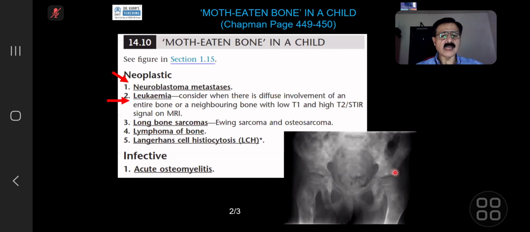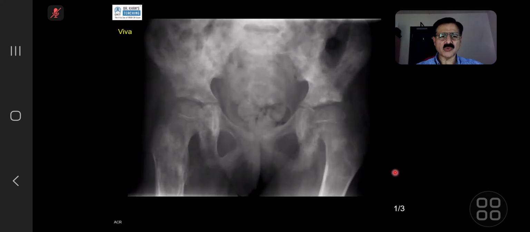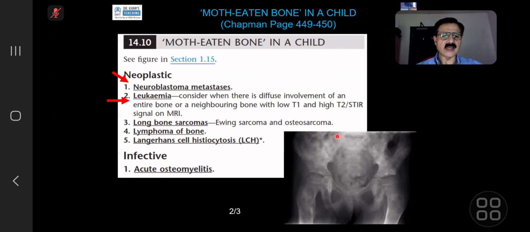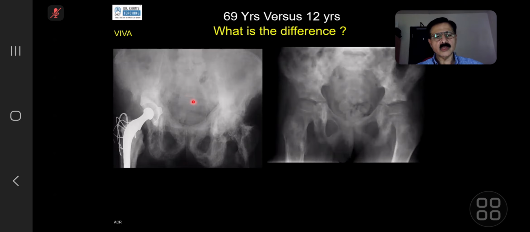Excellent, excellent. Now, the idea of showing you this case was to develop your eyes for moth-eaten bone in a child. Moth-eaten means it is completely abnormal, diffusely abnormal. And remember, it's a child. The most common differential diagnosis is neuroblastoma mets and leukemia. These two are the top. Lymphoma, of course, can be there. So the idea is now, is this a moth-eaten bone?